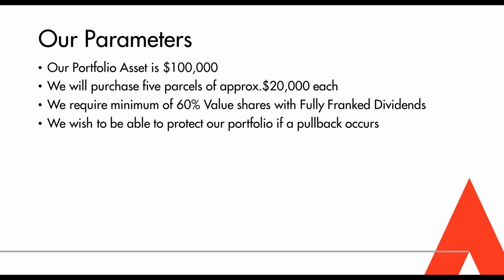So our parameters for our portfolio: we're going to use an asset of $100,000, and for that, we're going to purchase 5 parcels of approximately $20,000 each. We want to have at least 60% of that portfolio made up of value shares with fully franked dividends. And we want to be able to protect our portfolio, in this case, with exchange traded options, if a pullback occurs.